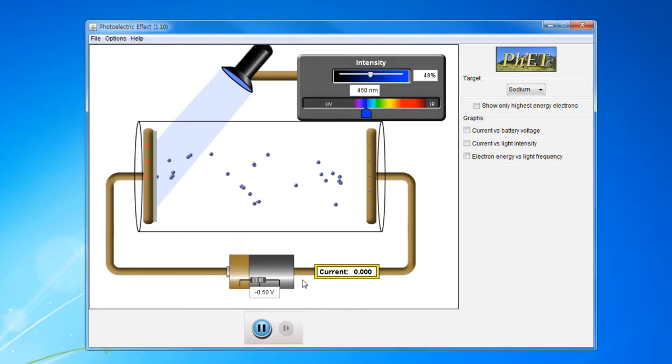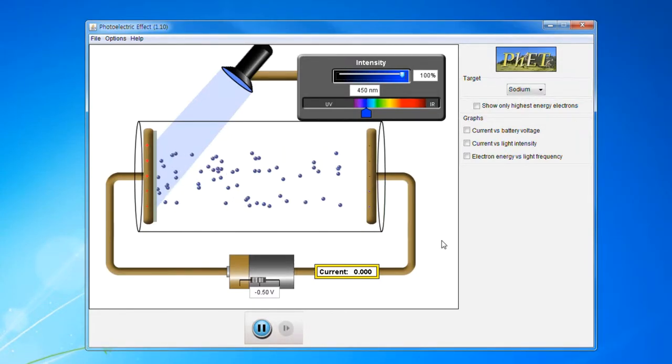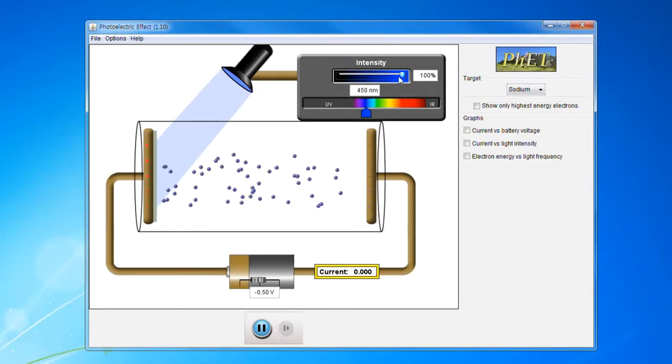And then in this case, what will happen if I change the intensity up to 100%? Since we are shining a lot more light, a lot more energy will be transferred to these electrons. Do you think some electrons will arrive at this plate? Let's try that. If you change up to 100%, you can see that a lot more electrons are coming out, but none of them are arriving. The stopping potential apparently does not depend on the intensity of the light.